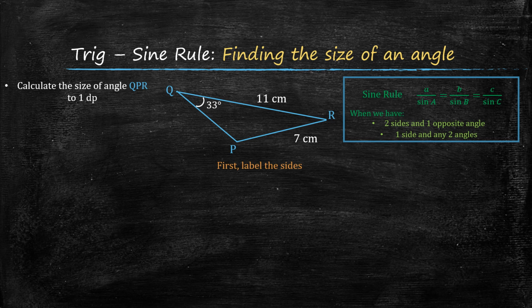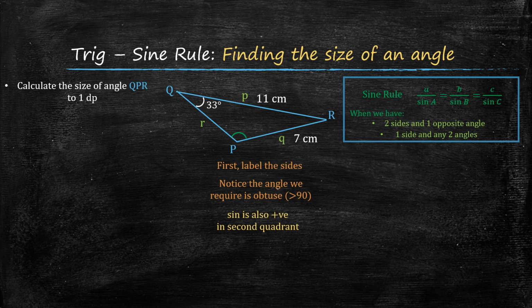Now the first thing we want to do as always is label the sides. Side P is opposite point P, side Q is opposite point Q, and side R is opposite point R. Let's also draw on the angle we're looking to find, angle QPR. Now notice that the angle we require is obtuse, is greater than 90 degrees.